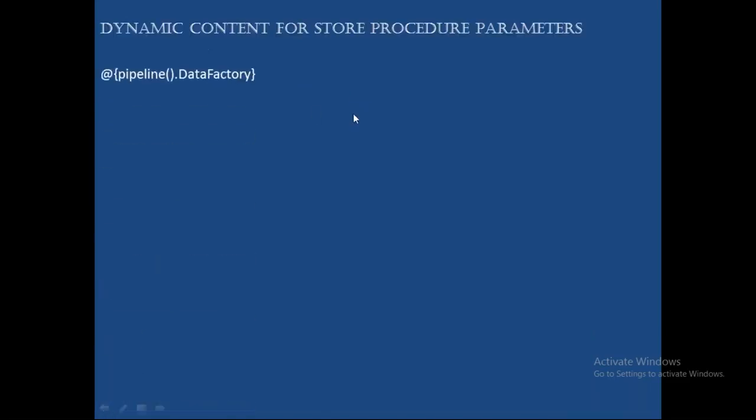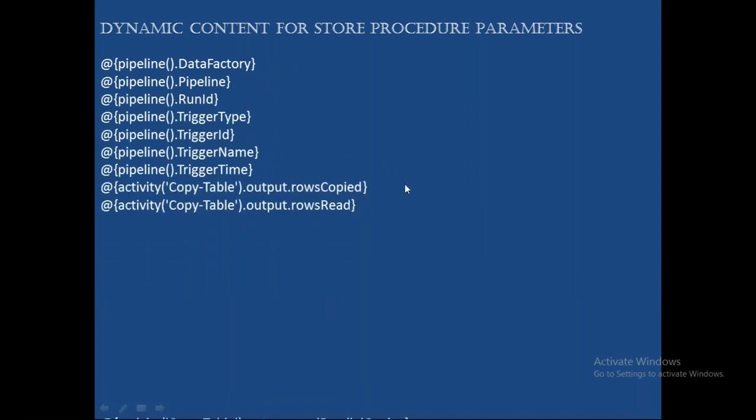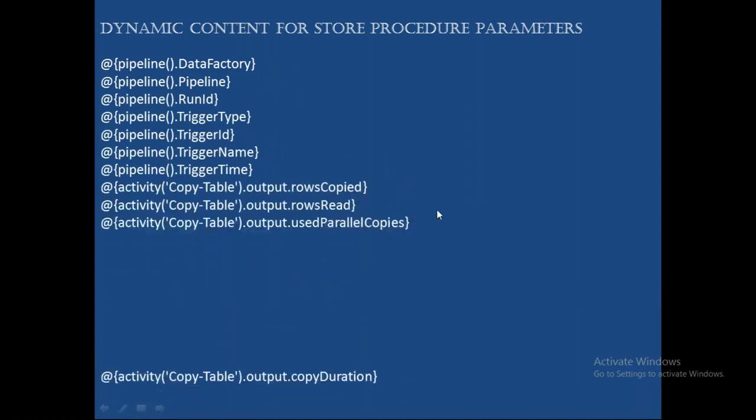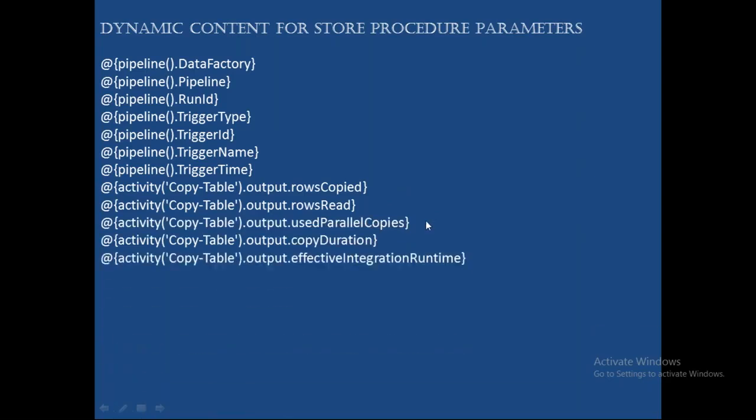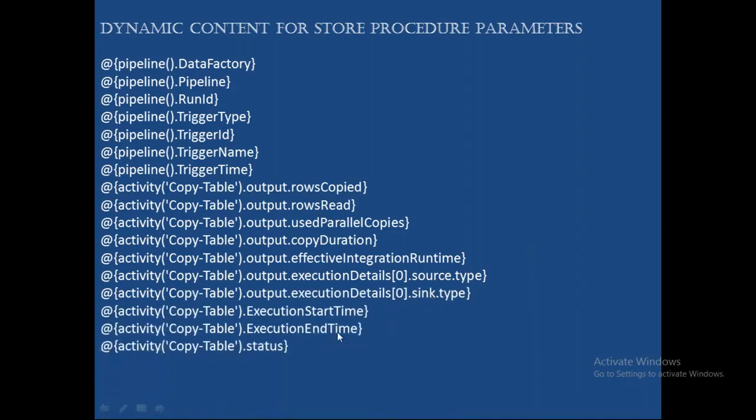Next, dynamic content for the stored procedure: data factory name if you want, pipeline name, run ID, trigger type, trigger ID, trigger name, trigger type. Rows copied, the number of records written into the destination; rows read, the number of records read from the source; used parallel copies, number of threads; copy duration, time taken to copy data in seconds; integration runtime used; source type, whether it's a database or blob storage; sink type; execution start time, what time execution started; end time, what time it ended; status, succeeded or failed; status code, if it is succeeded 200, if it is failed, failure code; and error message if something failed. Something like that, you will get all this information.